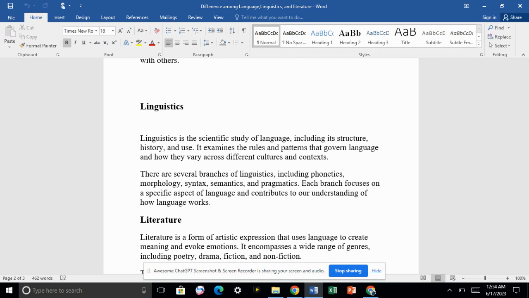Now look at the difference. Language is the source, and linguistics is the study of that language. It examines the rules and patterns that govern language and how they vary across different cultures and contexts. Linguistics tells us about the structure, the rules and regulations, and how different words can be used in different contexts.